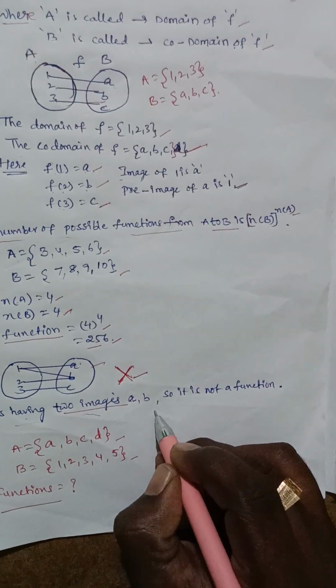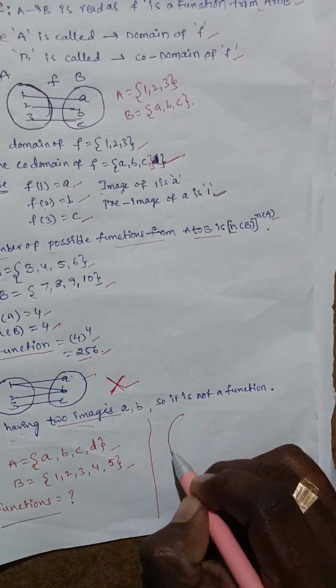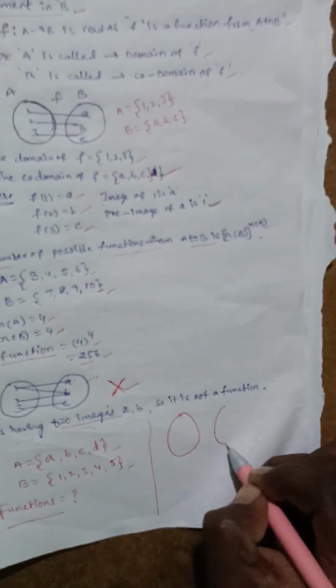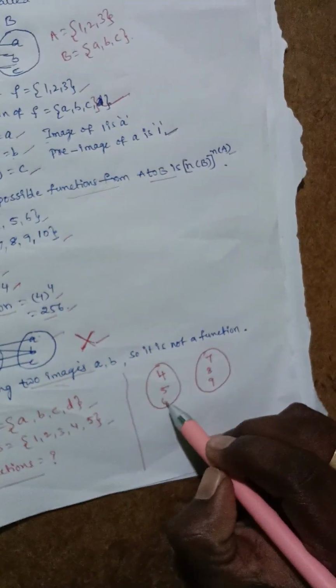Then here you have to see A and B. Here I will write some elements: 4, 5, 6, and here 7, 8, 9. Then the mapping 6 to 7, 5 to 8, 4 to 9. Is this a function or not?